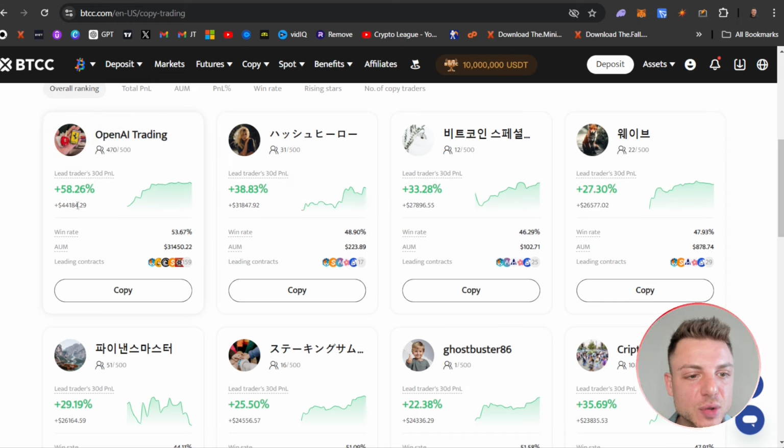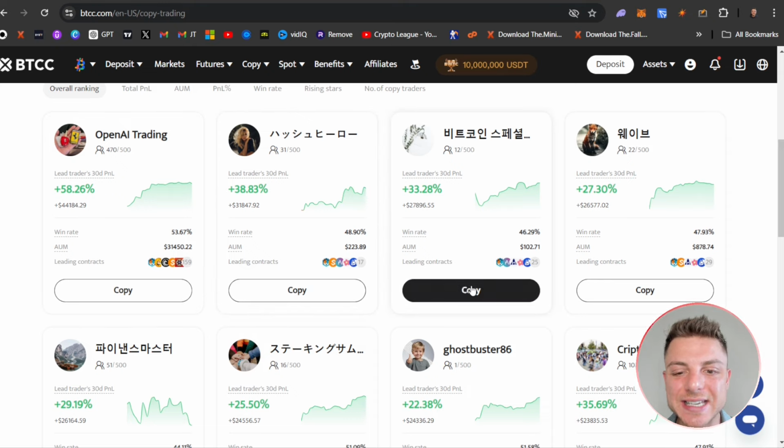We can see there are some trading accounts right here. This trader is up 58% in the last 30 days. You can see $44,000, $31,000, $27,000. You can begin and copy trade these accounts that are already successfully trading crypto.